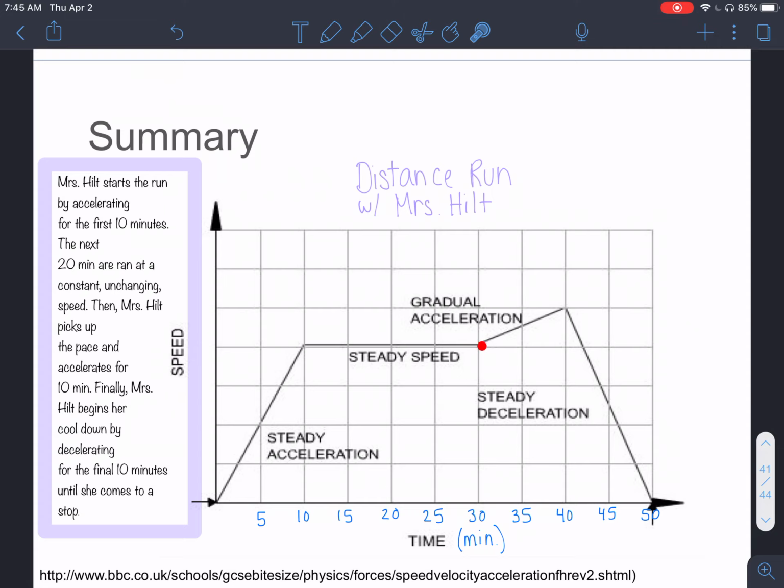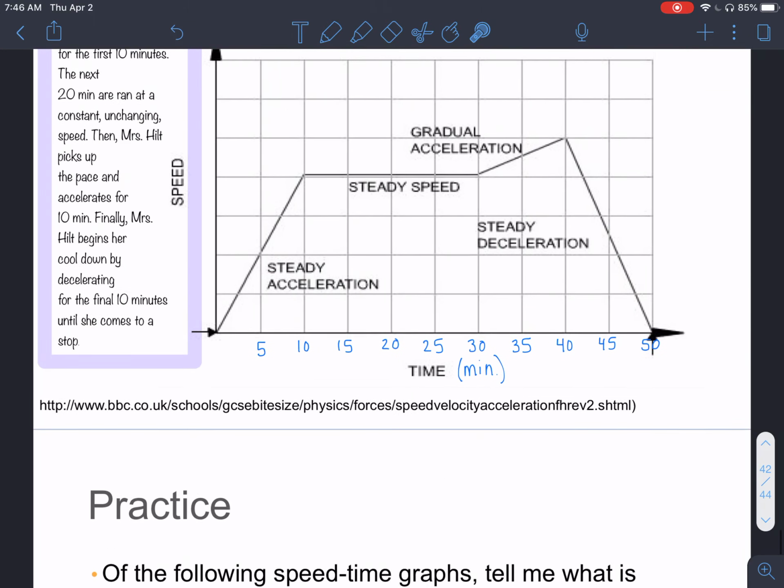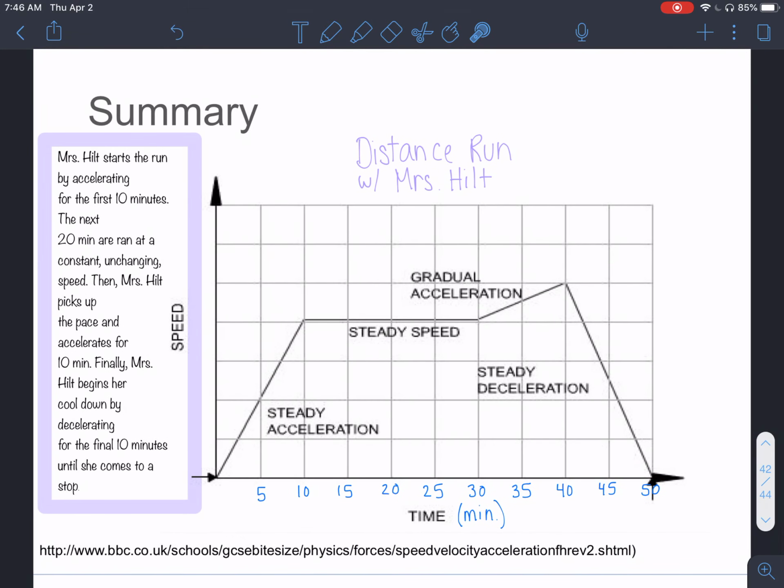Then Mrs. Hilt picks up the pace and accelerates for 10 minutes. Finally, Mrs. Hilt begins her cool down by decelerating, or having a negative acceleration, for the final 10 minutes until she comes to a stop. And if you guys had any questions about what your story was, if it was something that was true and actually represented by the graph, feel free to send it to me in email and I will let you know.